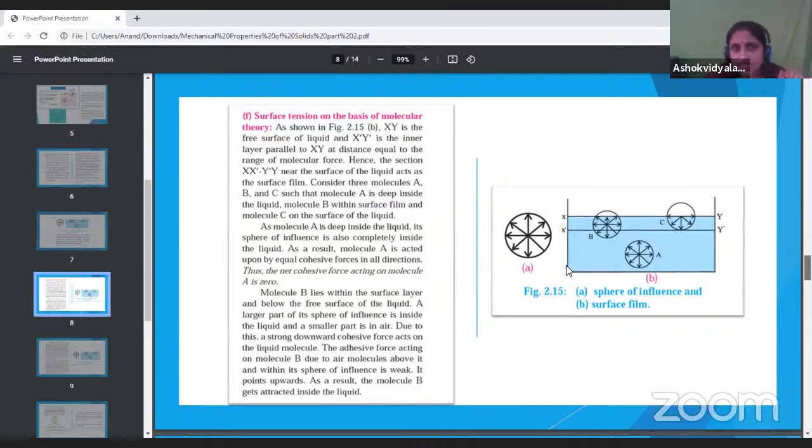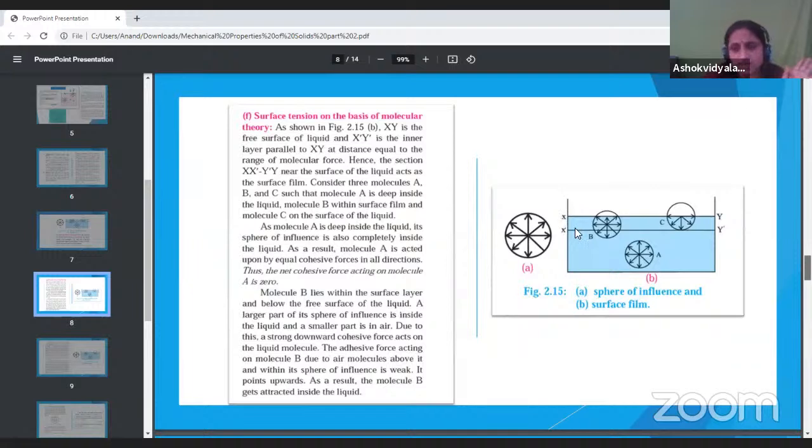As shown in figure, xy is the free surface of the liquid. Xy is the free surface of liquid, and the x dash and y dash is the inner layer of the surface parallel to the xy, distance is equal to the range of molecular force. हा मतलब जो distance आहे, which is the range of molecular force. Hence, the section x dash and y dash near the surface of liquid act as a surface film. हे काय act होतोय, surface film.